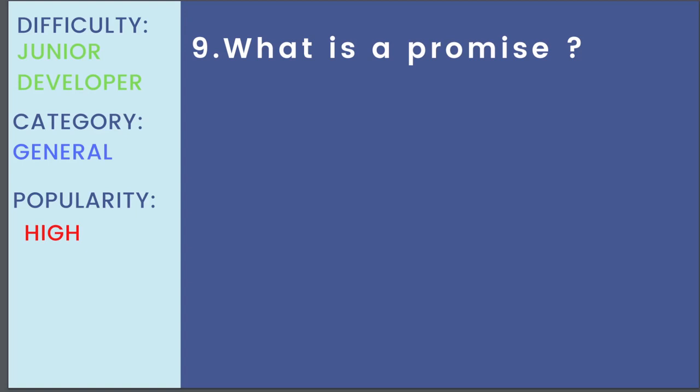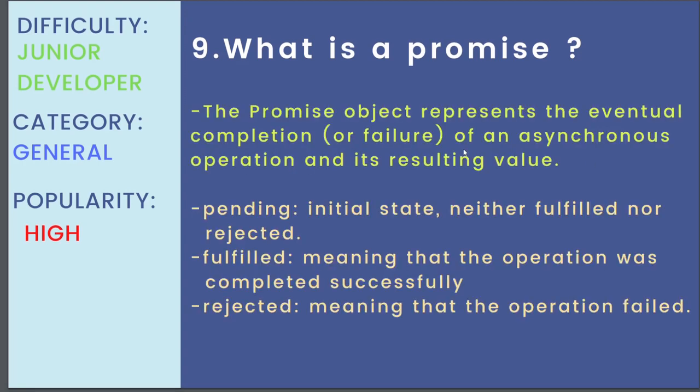Question number 9, what is a promise? Stop the video now and try to come up with your own answer, how you would answer that question. So the promise object represents the eventual completion or failure of an asynchronous operation and its resulting value. And it can come in 3 different states. First one is pending, as the initial state, neither fulfilled nor rejected. Fulfilled, meaning that the operation was completed successfully, and rejected, meaning that the operation has failed.